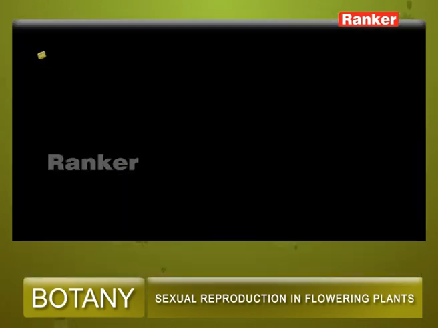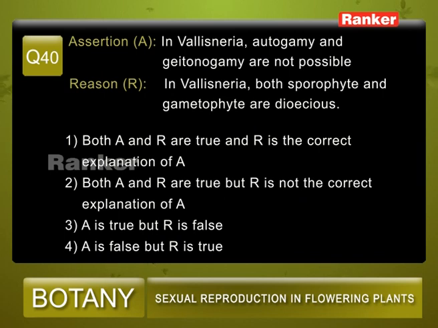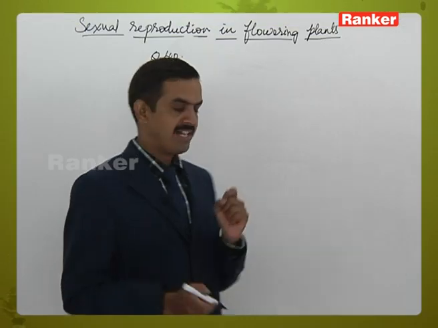Question number 40, assertion: in Vallisneria, orthogamy and geitonogamy are not possible. Reason: in Vallisneria, both the sporophyte and gametophyte are dioecious. Vallisneria.